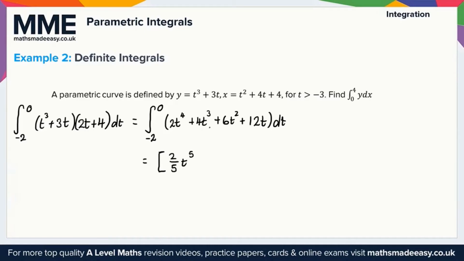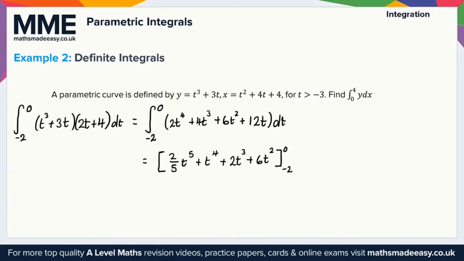4t to the power 3 here, well, we'd add 1 to the power and divide by the new power, which would simply give us plus t to the 4. Okay, moving on to 6t squared now. If we integrate this here with respect to t, that would simply give us 2t cubed. Okay, and then finally for 12t here, if we add 1 to the power and divide by the new power, that would just simply give us plus 6t squared there. Okay, and don't forget our limits here of minus 2 and 0.